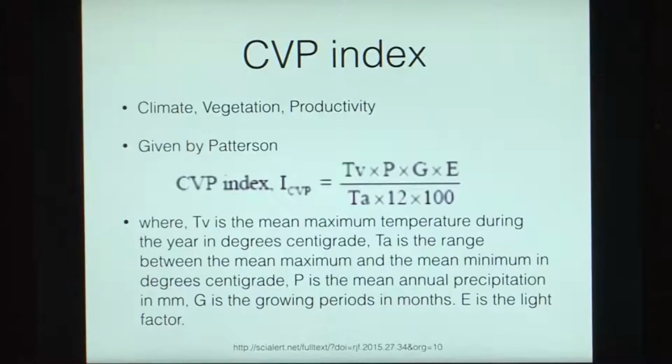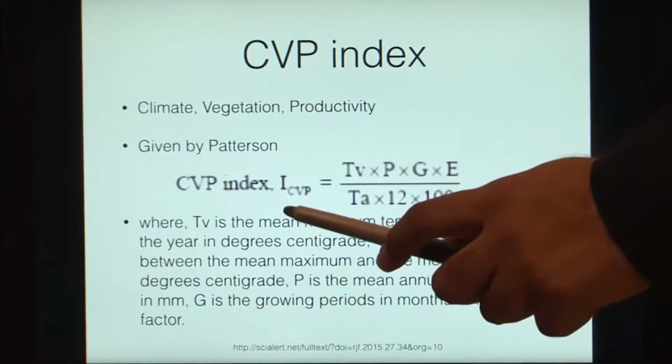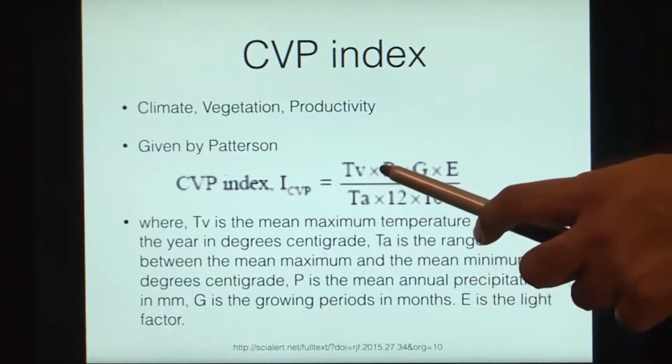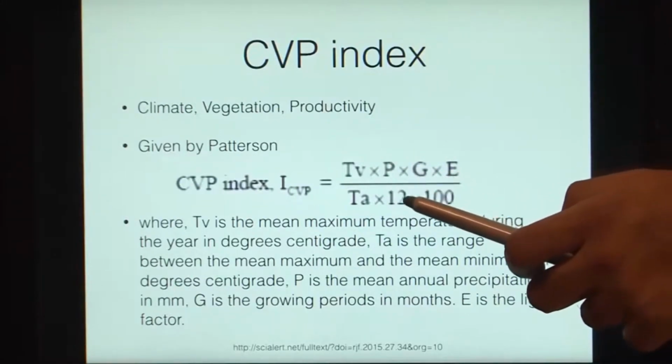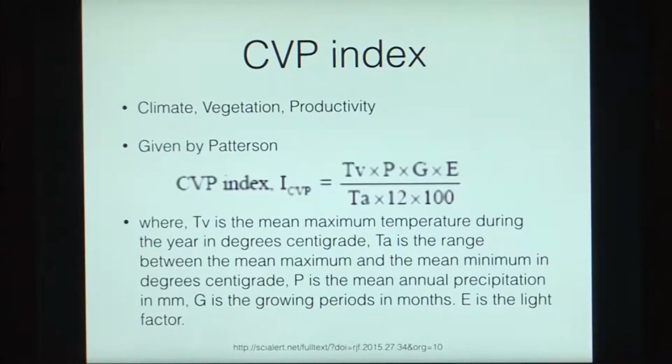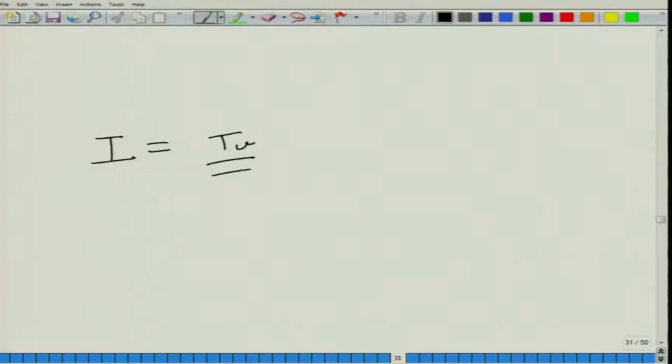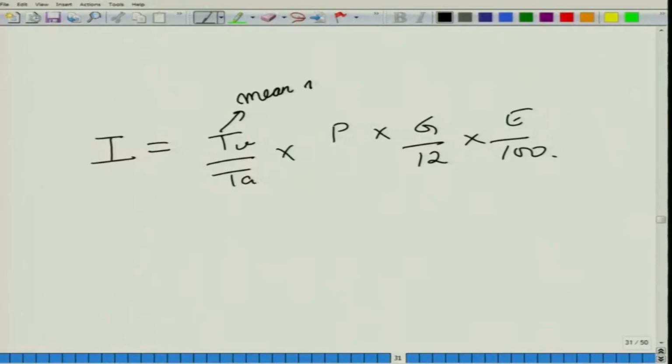CVP index is an index that was given by Patterson, and CVP stands for climate, vegetation and productivity. If you look at this equation for CVP index, the index I is given by TV upon TA multiplied by P multiplied by G by 12 multiplied by E by 100. Now, in this equation, TV is the mean maximum temperature in the year. TA is the range between the maximum temperature and the minimum temperature. So, it is the mean maximum minus the mean minimum.